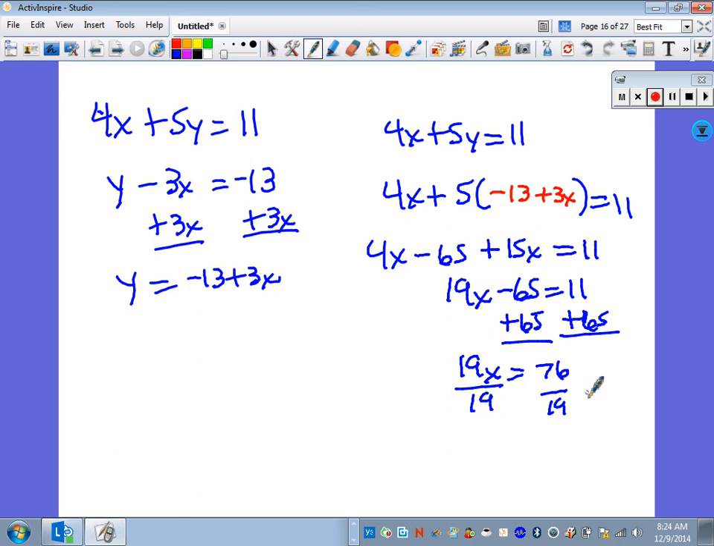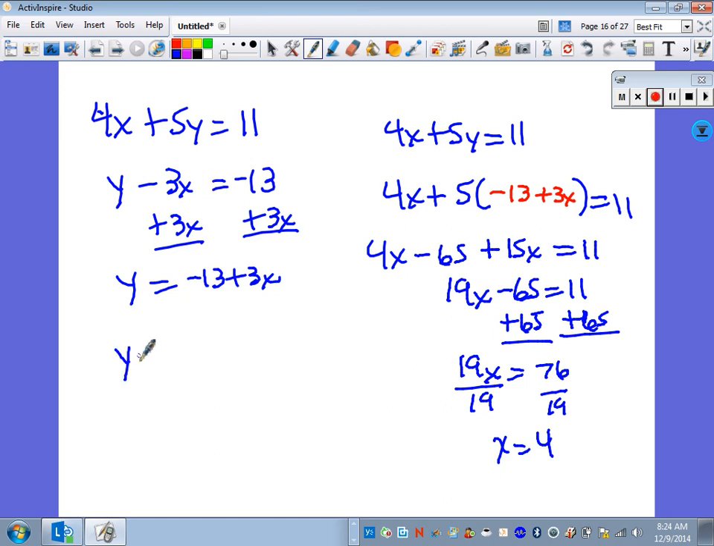Excuse me. So 76 divided by 19. Let's try that again. That should be 4. Okay, so x is 4. Now that I have x, I'm going to substitute it back into this one instead of this one because I know I did that right.